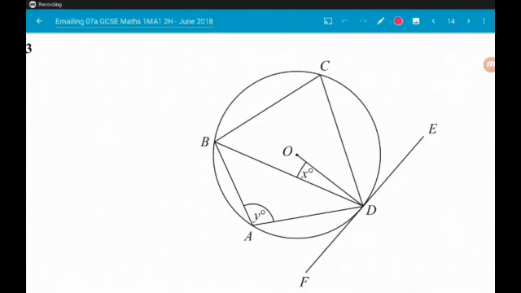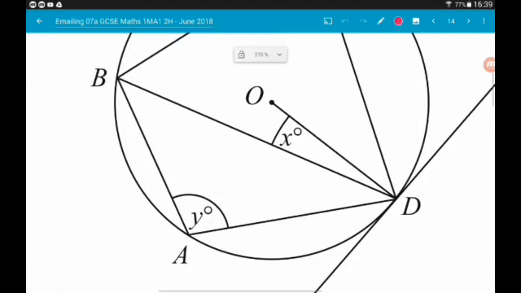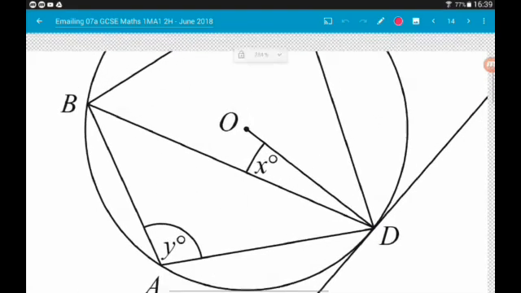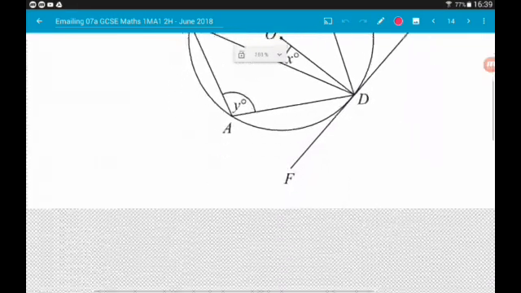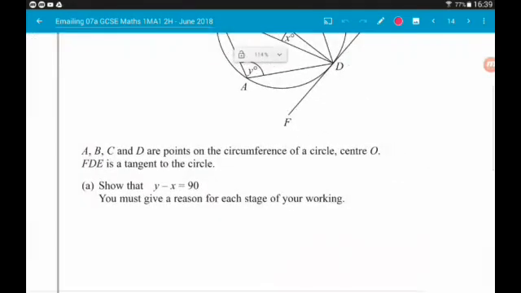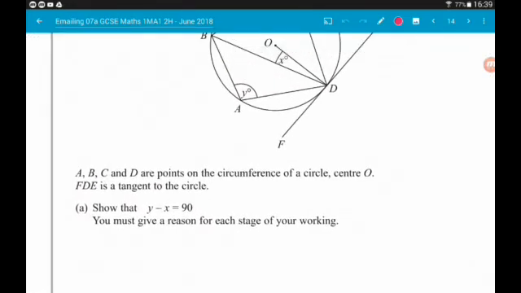Question 13, so we got a nice circle theorem problem here. So we got these two angles inside this circle, y and x. Now we are told A, B, C and D are points on the circumference of a circle, centre O. E, D, F is a tangent to the circle. We want to show that y minus x is 90, giving reasons for each step of our answer.